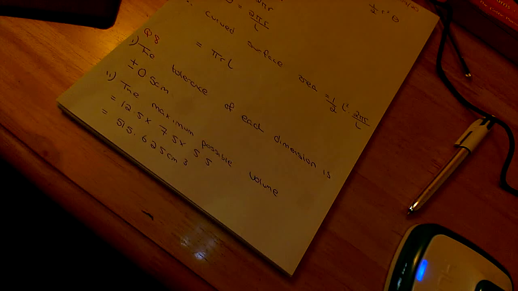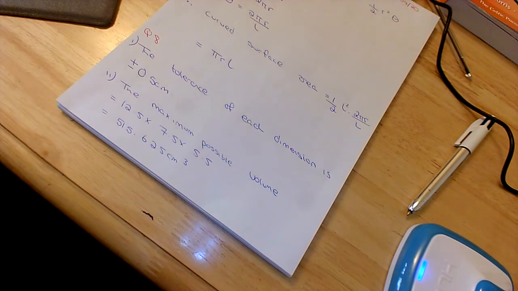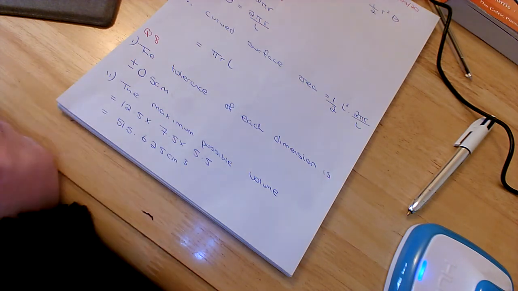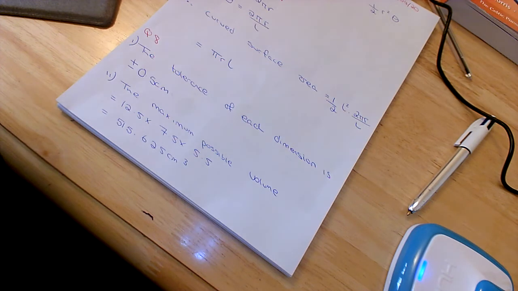The question I'm going to talk about is question 8, and it's dealing with the tolerance interval, and I'm also going to do question 10 dealing with the tolerance interval as well. Question 8 says the dimensions of this box were measured using a centimetre ruler. What was the tolerance for each measurement?